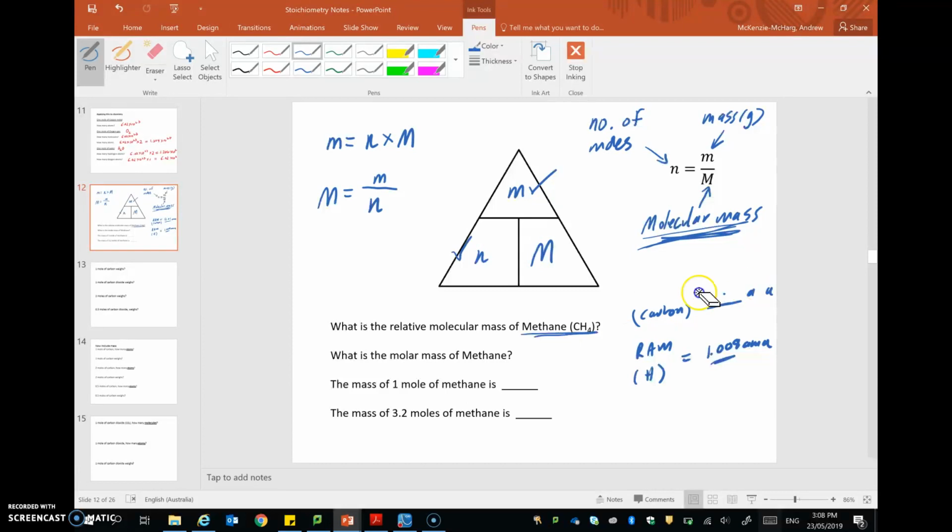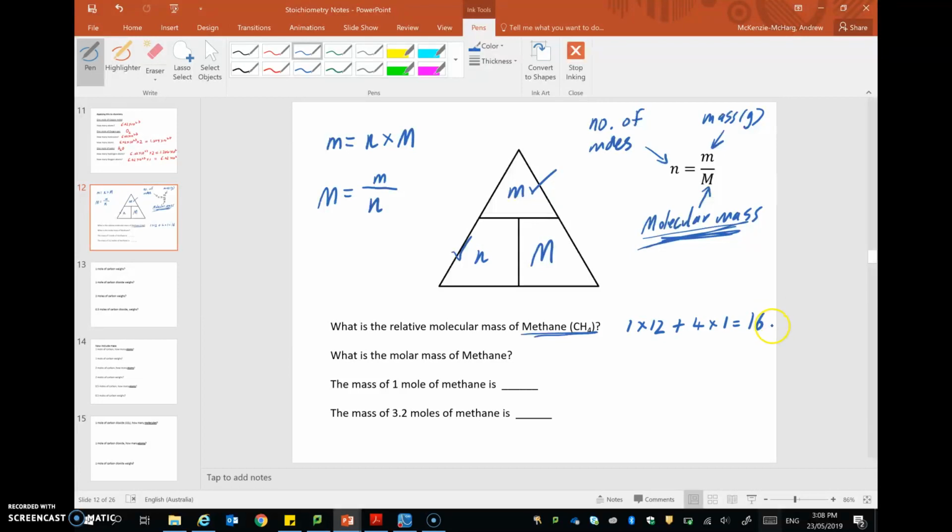Now, just for simplicity, I'm going to round those numbers to the nearest whole number, which usually works fine. Okay, so the relative molecular mass of methane. How many carbon atoms in a methane molecule? Well, that's 1, and each of those is 12 atomic mass units, plus how many hydrogens? There are 4, and each of those is 1. So if we add that all up, of course, we get 16. Okay, so that is the relative molecular mass of methane.